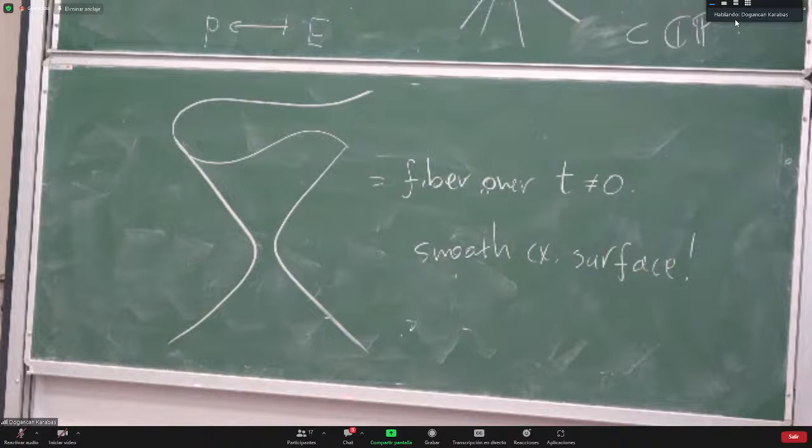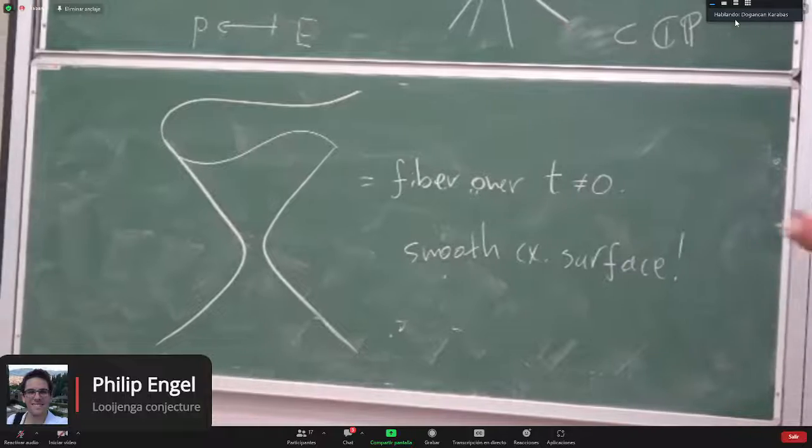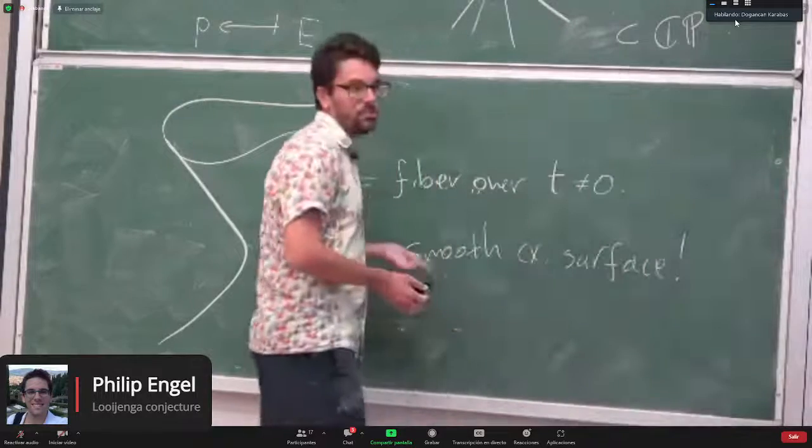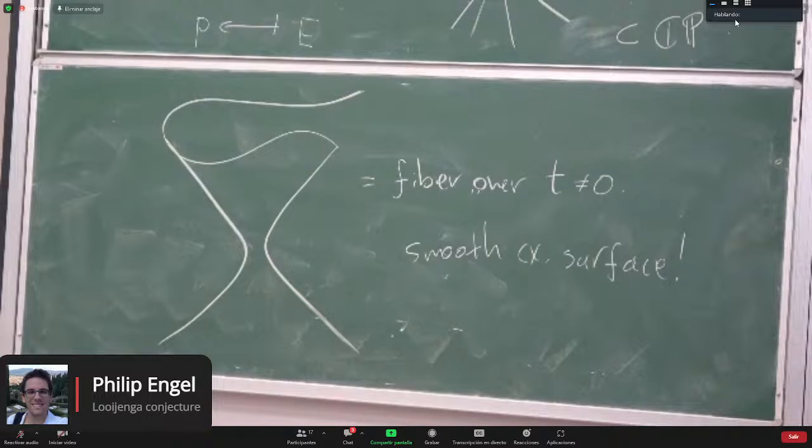Okay, so I have a whole family of surfaces where one fiber is my original thing, and any nearby fiber is a smooth complex surface. All right, so that's the definition of a smoothing.